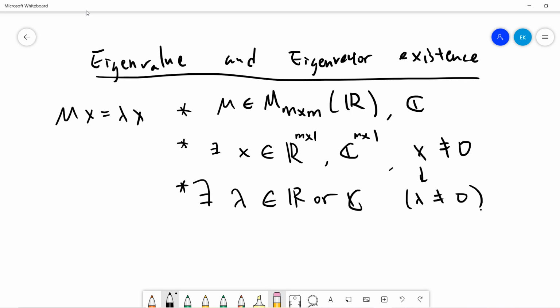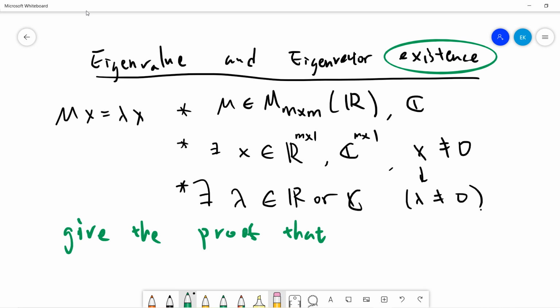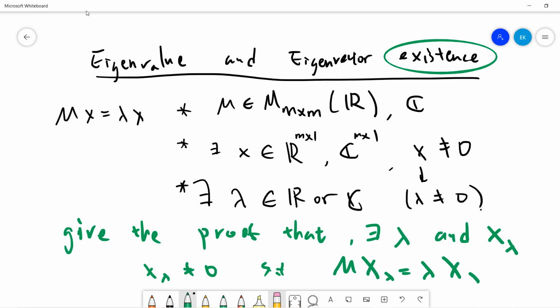Now in this video I want to give a proof of the existence. I want to prove that you can always find such an x. So there exist lambda and x_lambda corresponding to lambda, with x_lambda non-zero, such that M x_lambda equals lambda x_lambda. So this is the goal.